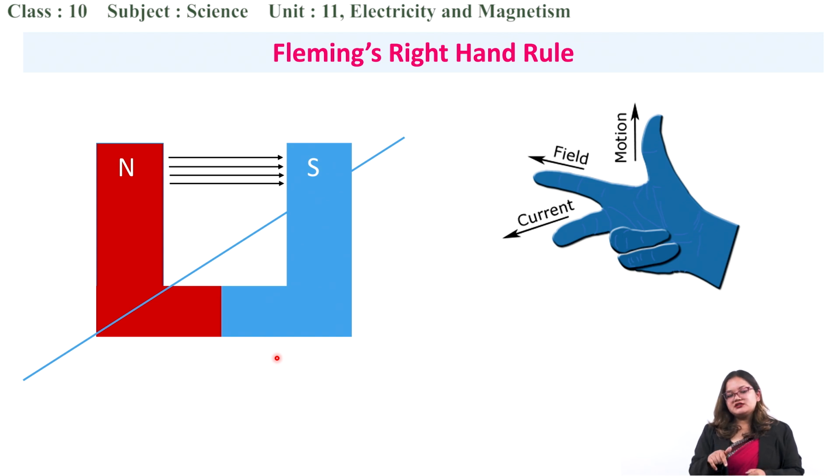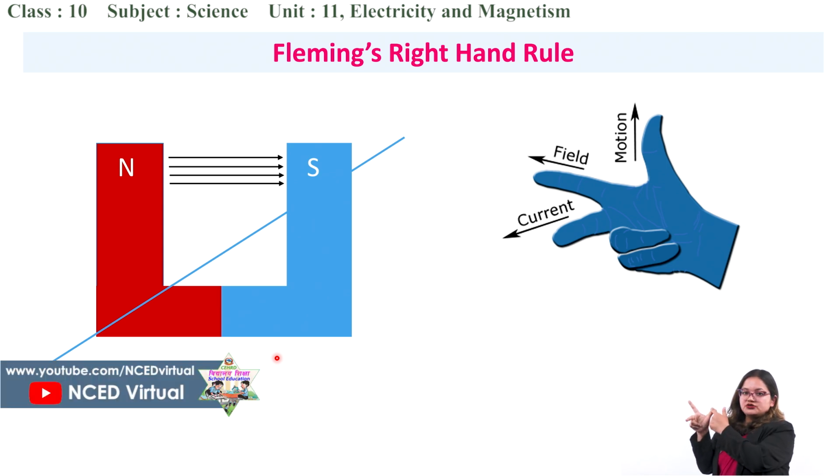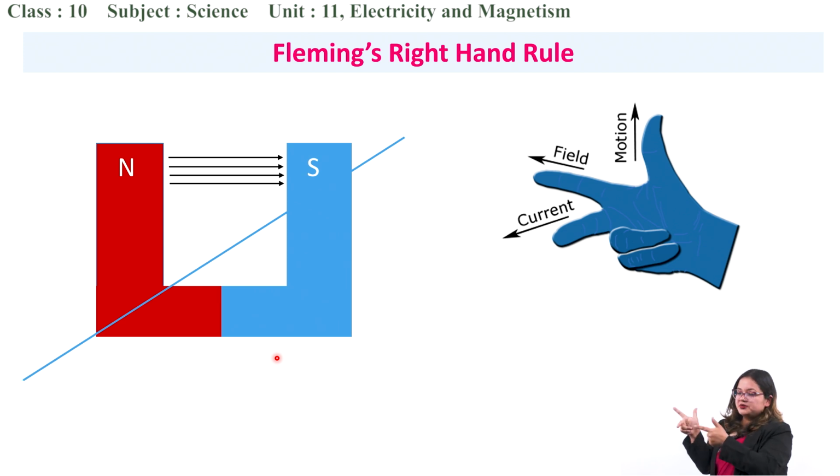So now this is where we use Fleming's right hand rule. To use this rule, you have to use your thumb, your forefinger, and your middle finger. First, place these three fingers perpendicular to each other. See, this is perpendicular to this, which is perpendicular to this.